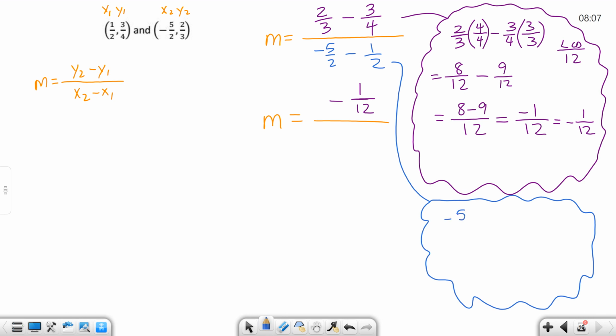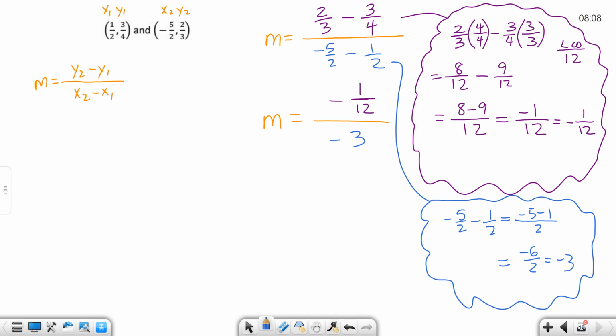So negative 5 halves minus 1 half. This already has a common denominator. I can go straight to negative 5 minus 1 over 2. Right? Just put the numerators together over 2. It already has an LCD of 2. So this one's much simpler than the purple one. Equals negative 6 over 2. But wait a minute. That's just what? Negative 3, isn't it? And then I'm going to come back over here and put that in my denominator.